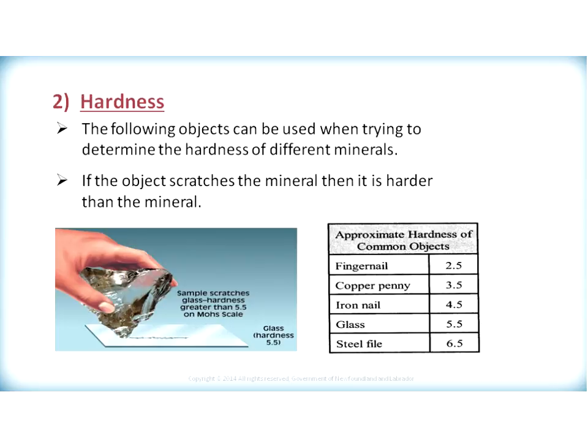So in review, when we look at finding the hardness of a mineral, especially if it's an unknown mineral, we use our fingernail, a copper penny, an iron nail, glass, or a steel file. By using these objects to scratch the mineral sample, we can obtain a relative hardness of the mineral sample. If the steel file doesn't scratch the mineral sample, then we just say that the mineral sample is harder than 6.5.